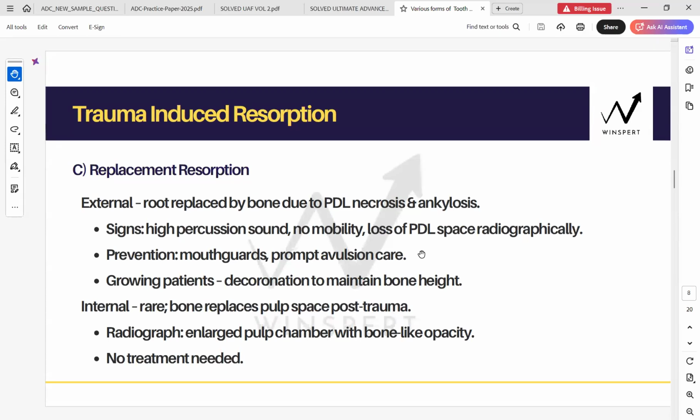Okay? Now let's talk about internal replacement resorption. It's a rare condition where the replacement of tooth structure with bone is initiated within the root canal system. It will be seen within the root canal system.